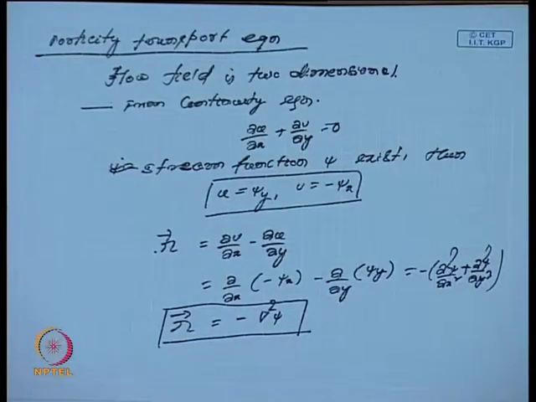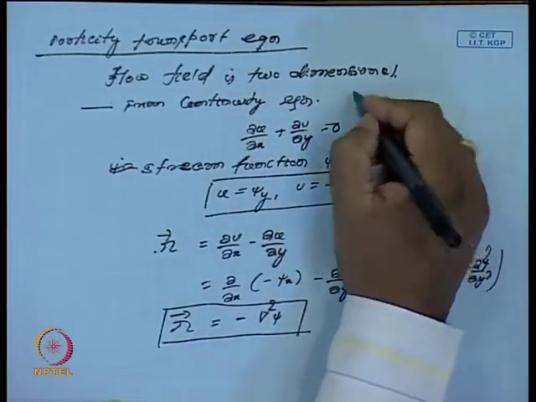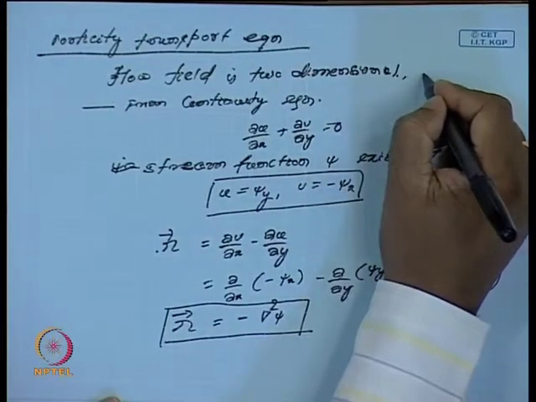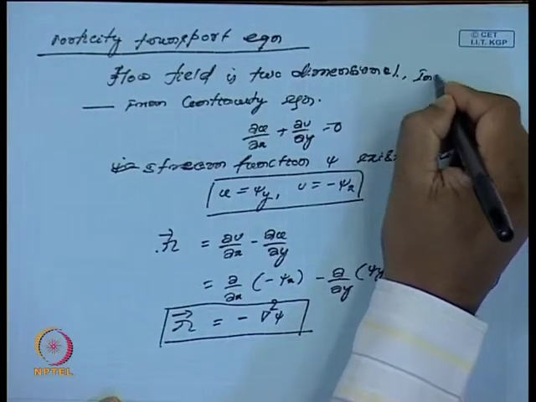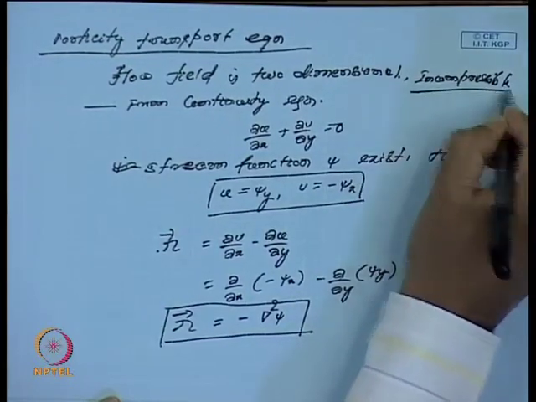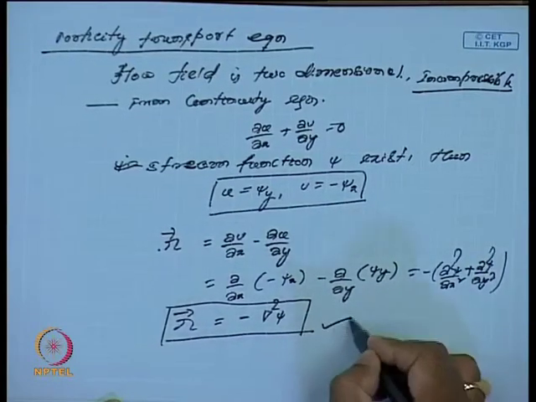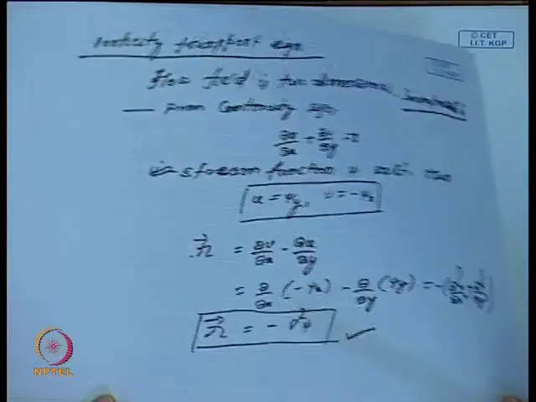So, unlike the case of irrotational motion in an incompressible fluid, where we say the flow is irrotational means del square psi is 0, here the flow is 2 dimensional and the fluid is incompressible, and I have not yet covered that. So, for an incompressible fluid the vorticity satisfies this. Now, this comes from the continuity equation.